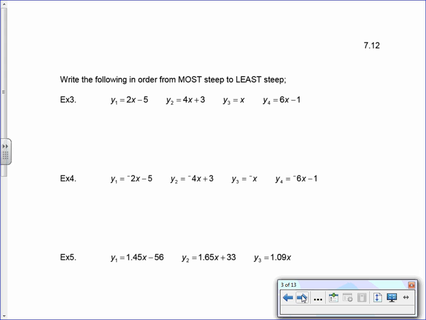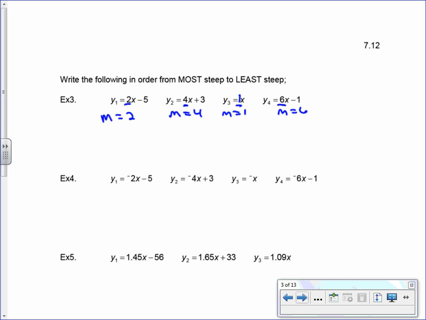So let's try this. We're going to practice this without drawing any graphs by looking at a handful of different equations that we might come up with. We're going to look at all 4 of these equations and pick which one is the most steep by looking only at the slope. So my slope here is 2. My slope here is 4. My slope is 1. And my slope is 6.